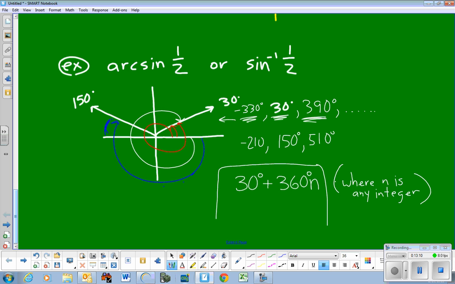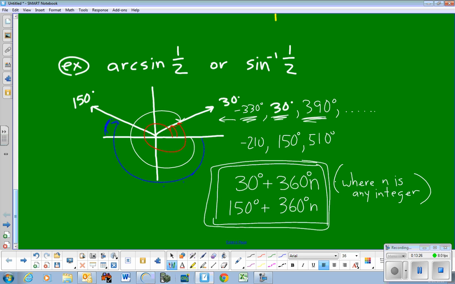But there's also the ones based on the 150, so I'm going to do the same thing. Always add plus 360n to this type. Okay? So this is an expression for all of the infinitely many values of lowercase arc sine 1/2. Those are all angles who have sines of 1/2.